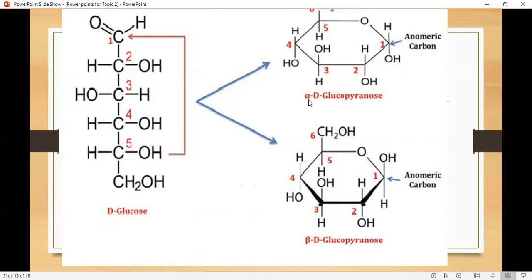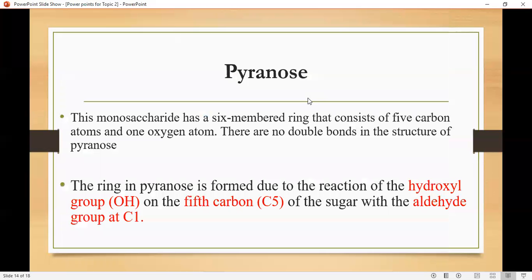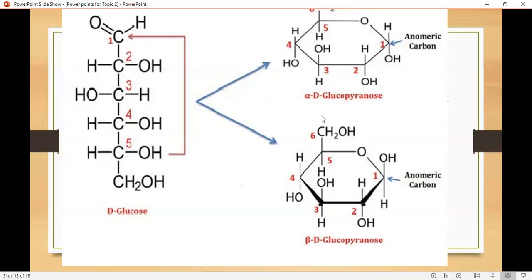And then alpha, if you remember what we dealt with in our lesson 1 when we talked about the alpha and beta anomers of glucose. Remember we said that when the OH of a carbon atom is facing downwards like this, it is the alpha anomer. And when it's facing upwards like this, it is the beta anomer.